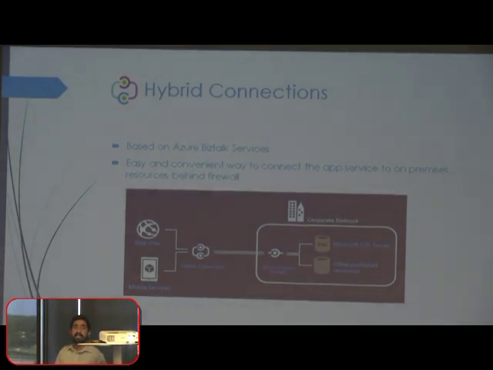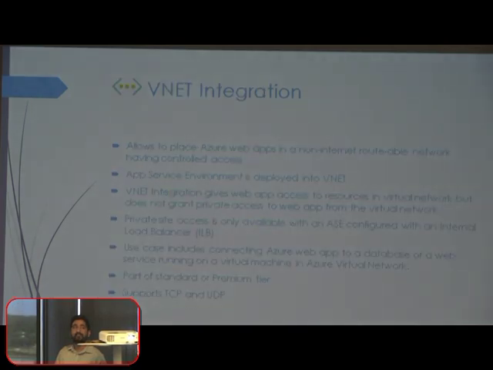Hybrid connection is based on BizTalk services, and it's an easy way to connect our app services to on-premise resources behind a firewall. Likewise, we can also connect our web apps to Azure virtual networks, and connect to our other resources within the VNet.